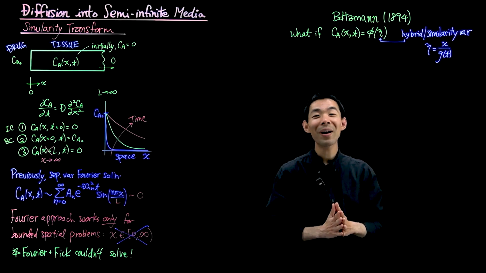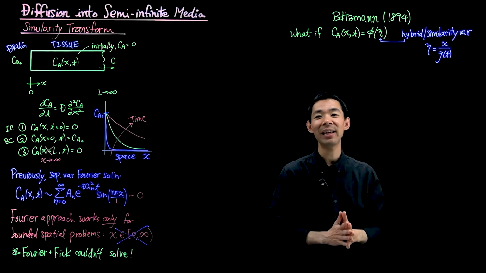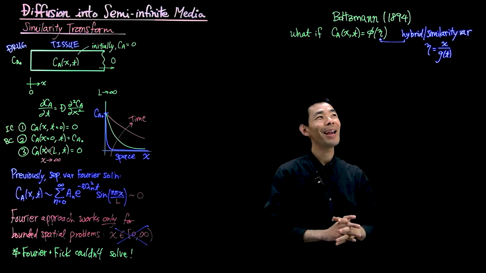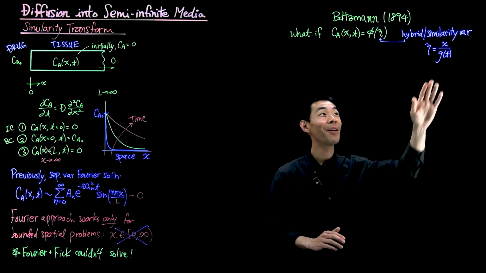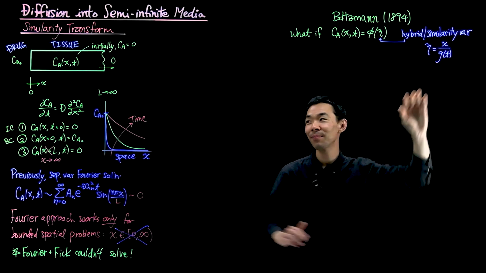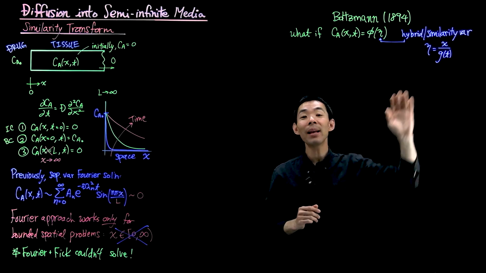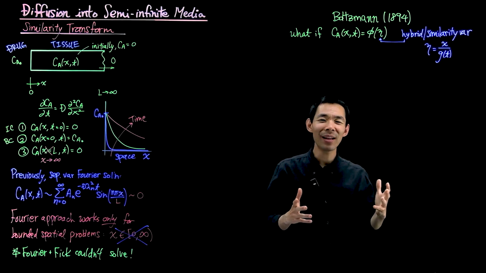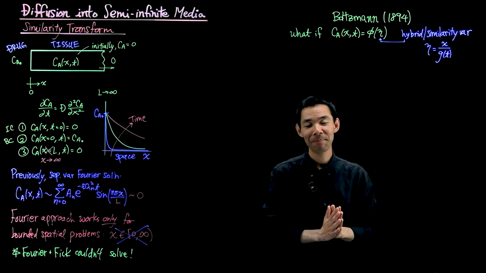And this variable eta is called a hybrid or similarity variable. And it is written as a ratio of the position x, that's where you are along your domain, divided by some function of time, g as a function of time t.